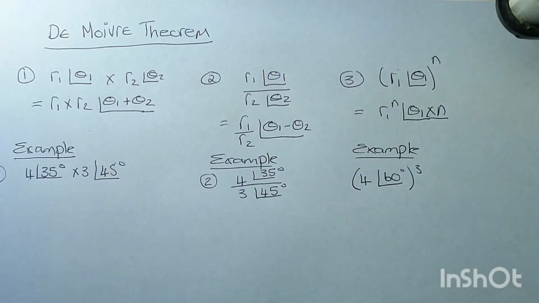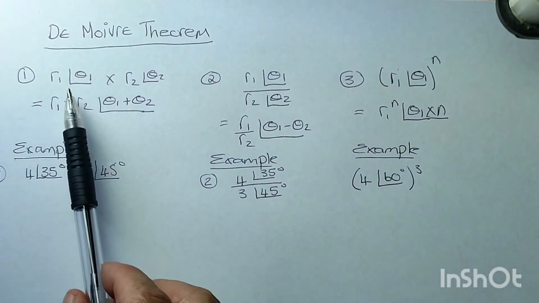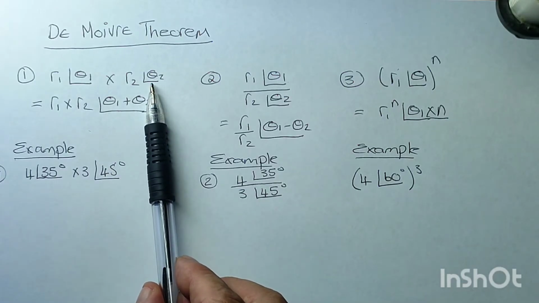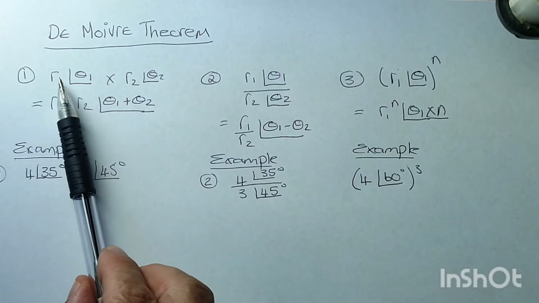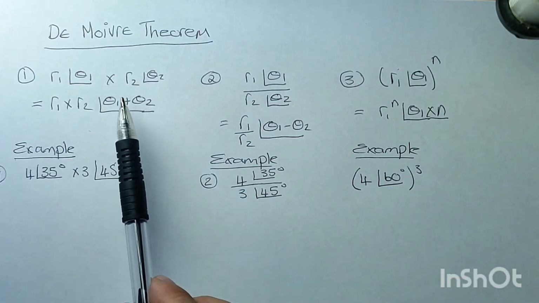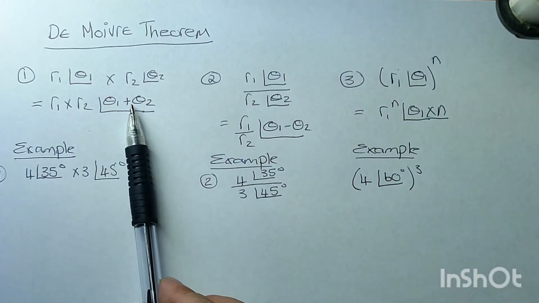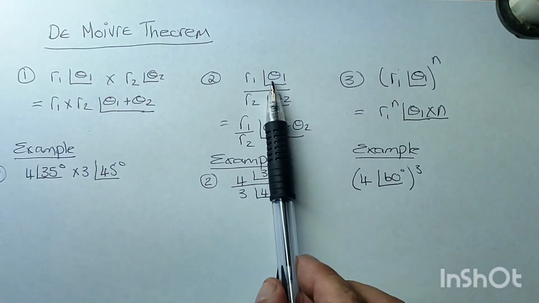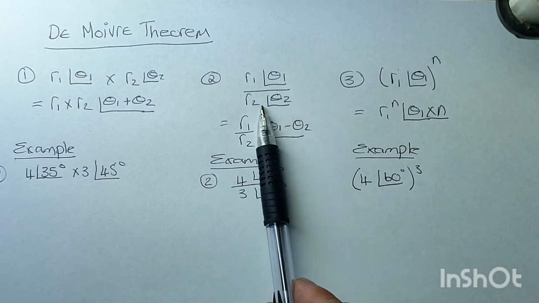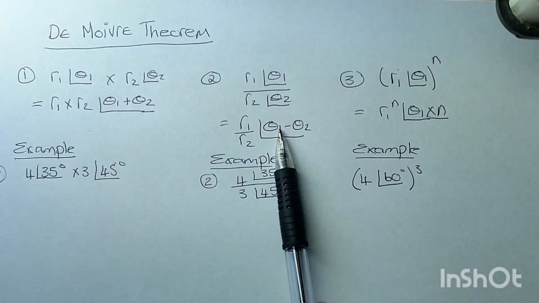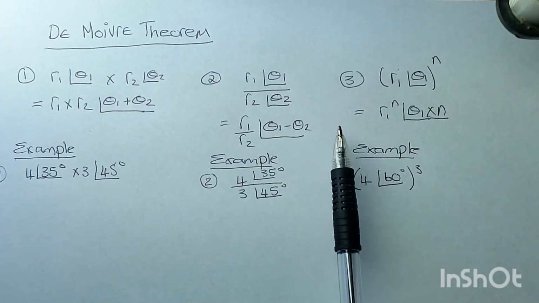Hi, in our next video we're going to talk about De Moivre's theorem, and we're first going to explain the three rules of the theorem. So when you have an r and a theta times a different r and a theta, and there's a multiply between the two polar form values, you only multiply the r values and you add the angles. When it is division, when you have polar form divided by polar form, then you only divide the two r values and you subtract the two angles from each other.